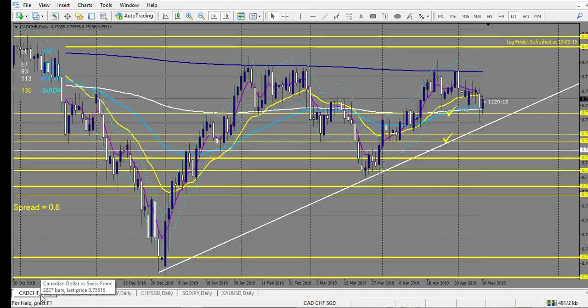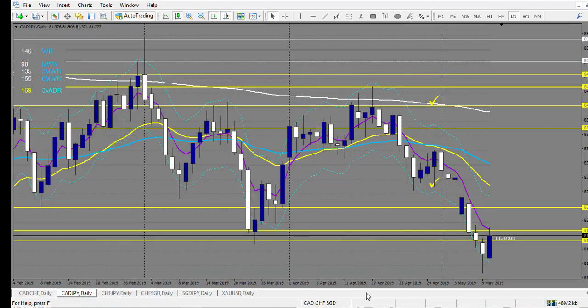Let's go to Canada. So CAD CHF, on the 5th previous day it went out, but it didn't touch our line, so we don't have any trade on CAD CHF. Now let's look at CAD JPY. CAD JPY, we have a nice trade on Monday, at the opening of the market.